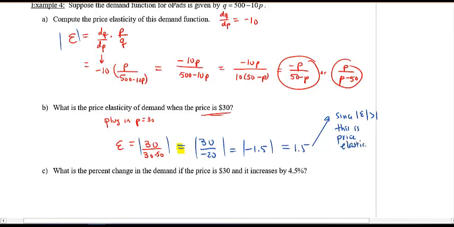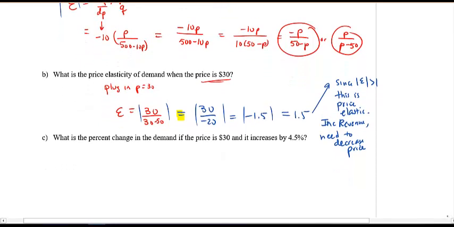So therefore, what should we do? To increase revenue, you need to what? Decrease price. So there must be a lot of substitutes for this OPAD out there. Yeah, like the iPad.